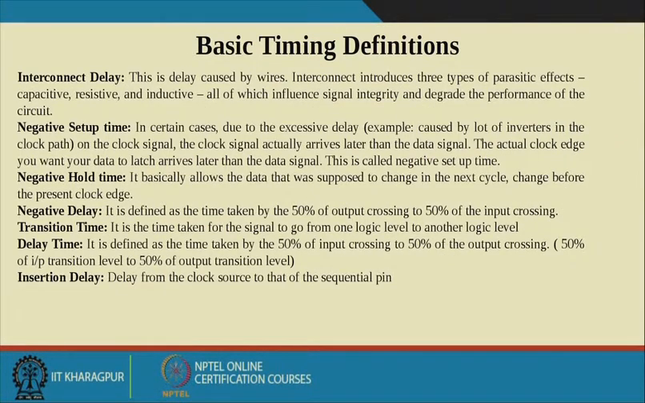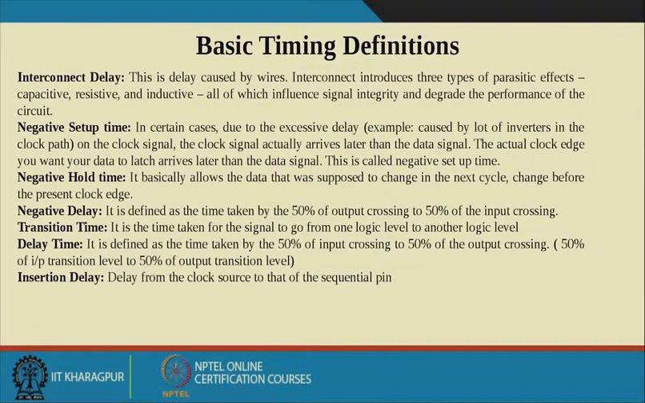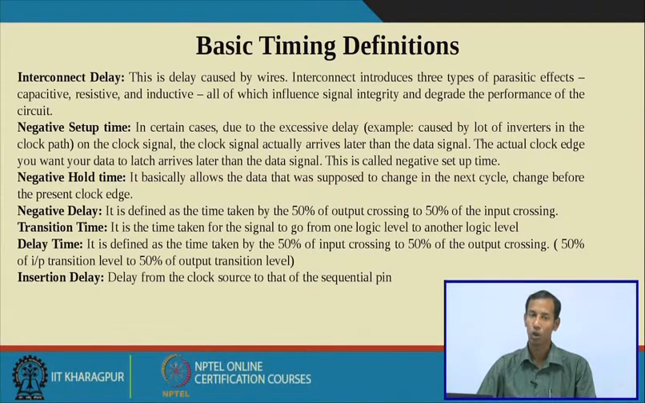Then interconnect delay. What is interconnect delay? This is the delay caused by the wires or the nets. Interconnect introduces three types of parasitic effects: capacitive, resistive and inductive, all of which influence the signal integrity and degrade the performance of the circuit. Whenever we connect from one block or cell to another block, it has to connect through a wire or a net.